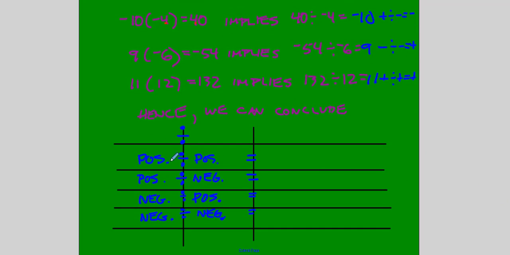So here's the rules for division, which are the same as for multiplication. A positive divided by a positive is a positive. A positive divided by negative is a negative. A negative divided by positive is a negative. And a negative divided by negative is a positive.